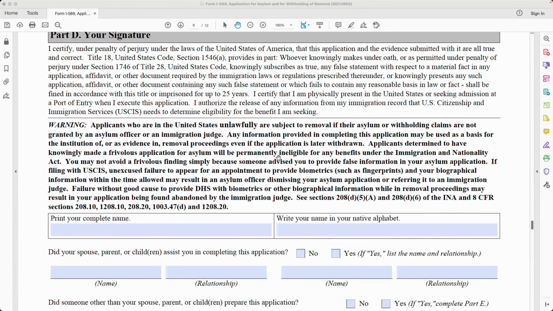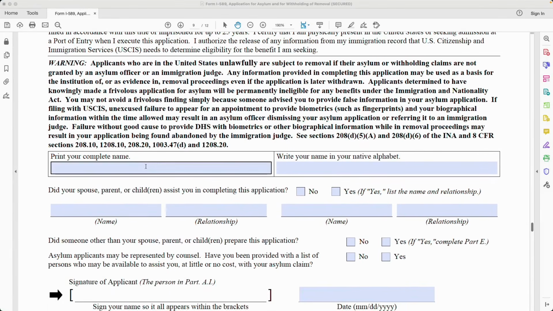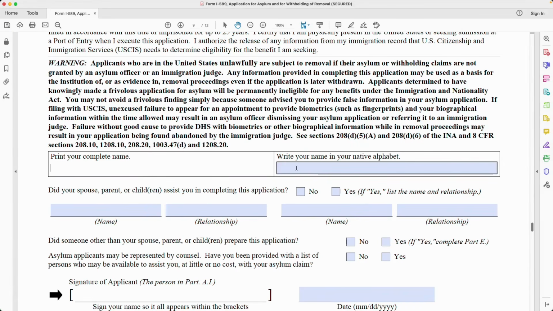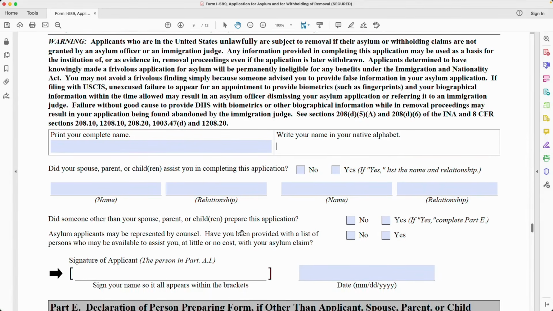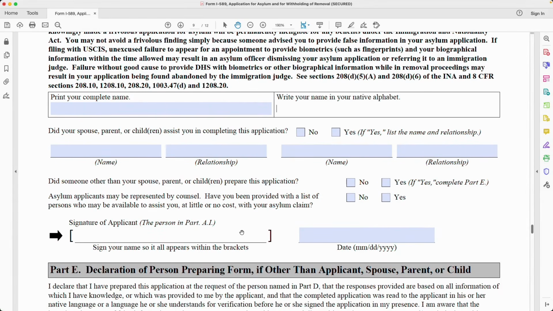When you are ready, print your name here in the box that says print your complete name. Then write your name in your native alphabet in this box to the right. Even if your native alphabet is English, or the alphabet is similar to English, you can still write your name again. If your spouse, parent, or children helped you to fill out the application, select Yes for this question and write out their name and relationship to you.